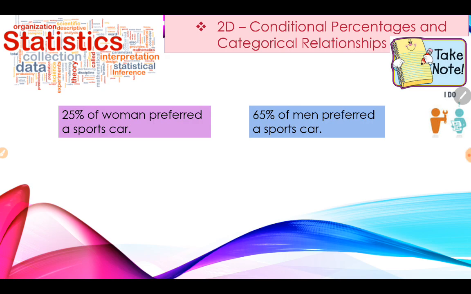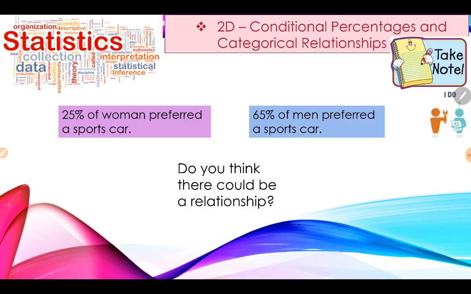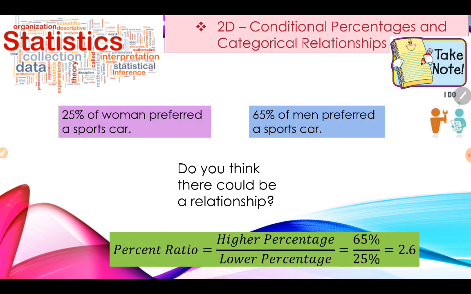So now we have 25% of women preferred a sports car, and 65% of men preferred a sports car. This is a more honest representation of the results. So do you think there could be a relationship between gender and the preference for a sports car? Well, you may recall from a previous section when we did 1D that we got the percentage ratio, and that can tell us that there's a relationship. Is this difference between 25 and 65 significant? If it's significant, then yes, there is a relationship.